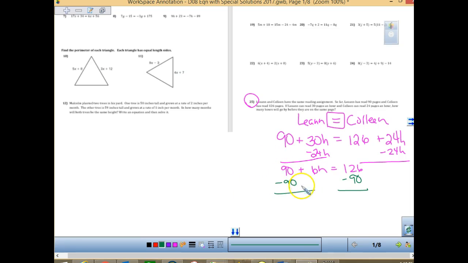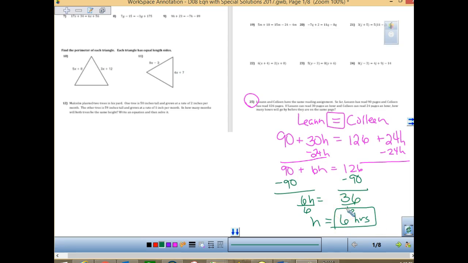How are you writing this down? So we now have 6h, and if we subtract 126 minus 90, we get 36. What do we have to do? And we want to do it on both sides of our equation. So Grace, we should have it how many hours? 6 hours, right? In 6 hours, they will both have read the same number of pages, right?